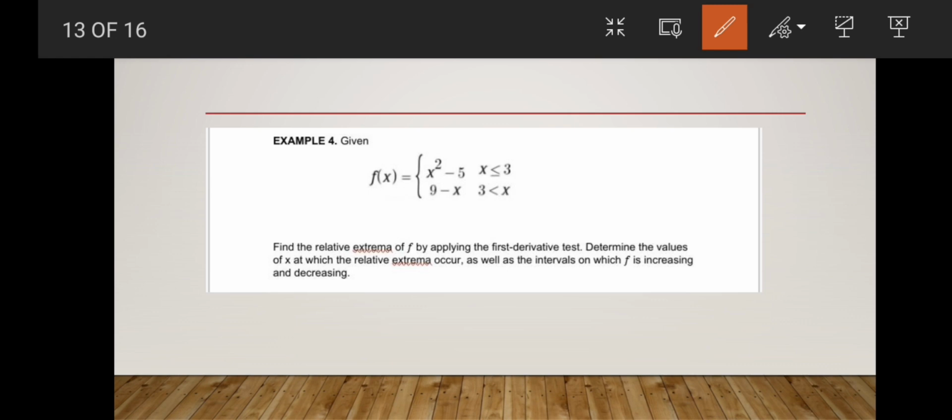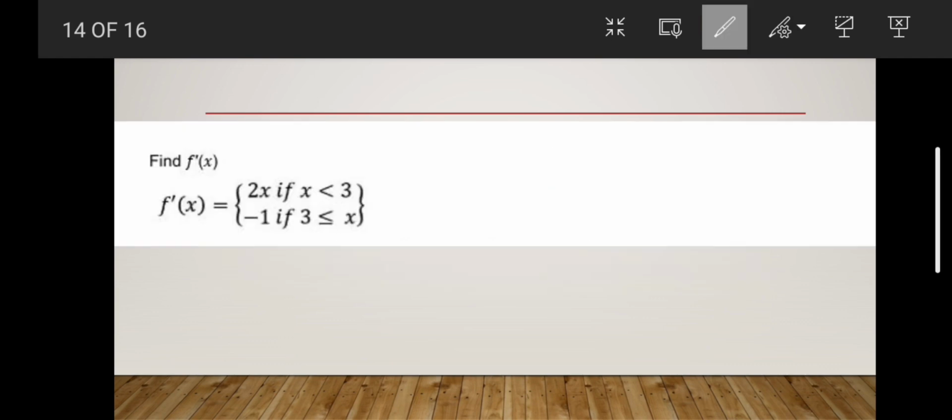So we have f prime x will be equal to the derivative of x squared minus 5, which is 2x, if x is less than or equal to 3. And we have here the derivative of 9 minus x, it is negative 1 if 3 is less than x. So we now have here our f prime x.